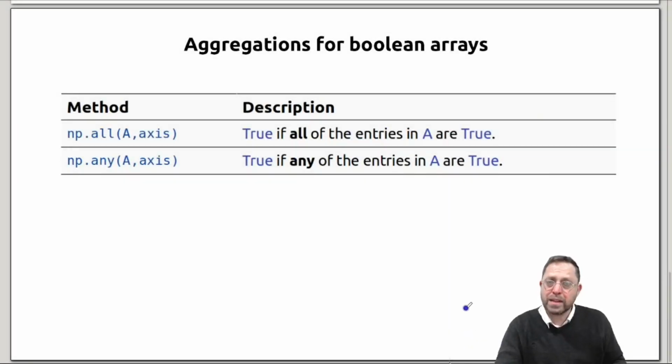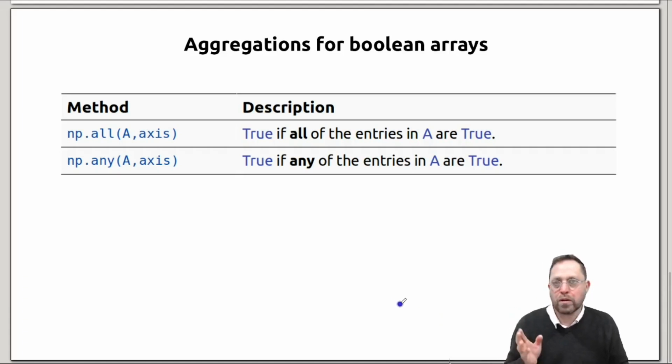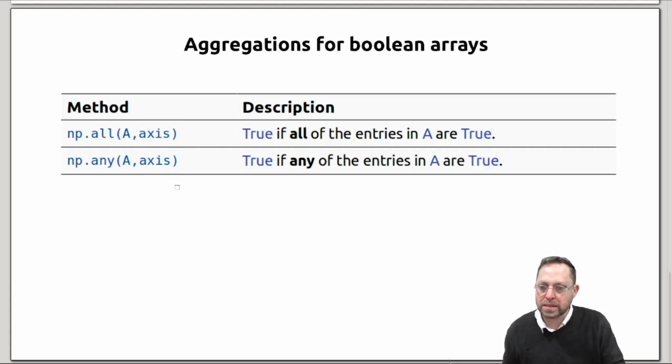There are also aggregations for Boolean arrays. So these are arrays whose data type is Boolean. So all of their entries are either true or false. Everything that I've said about numerical arrays or numerical aggregations also applies here. In particular, there's going to be 2 versions for the aggregations, one with np dot and the other with, say, a dot. Also, the axis argument works the same as with numerical arrays.